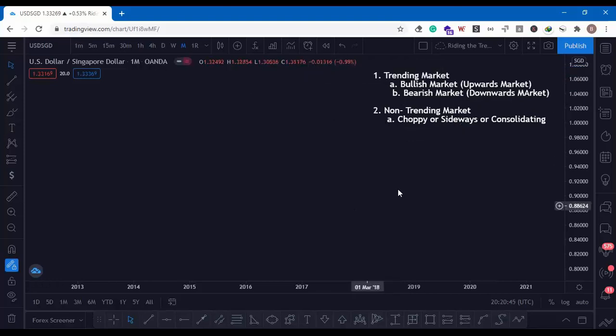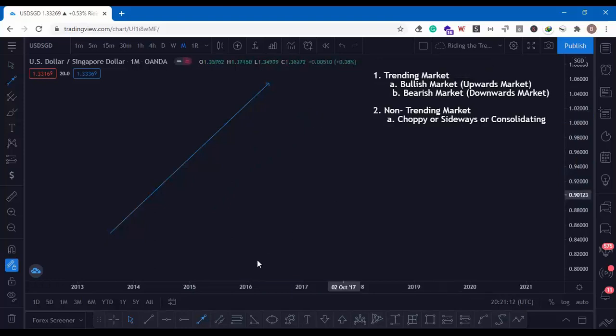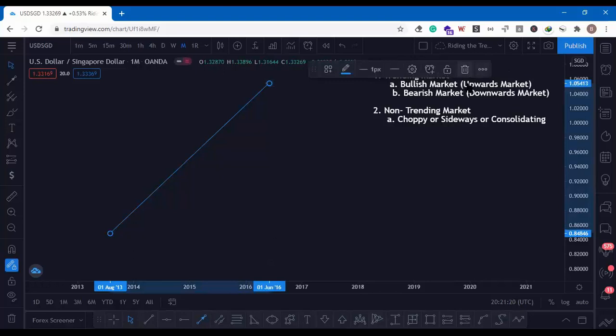So now let's look at the trending market, and let's take the bullish perspective. One thing in Forex is that price does not go in one direction all the way throughout like this. You don't have price doing this straight move. That doesn't happen in Forex.